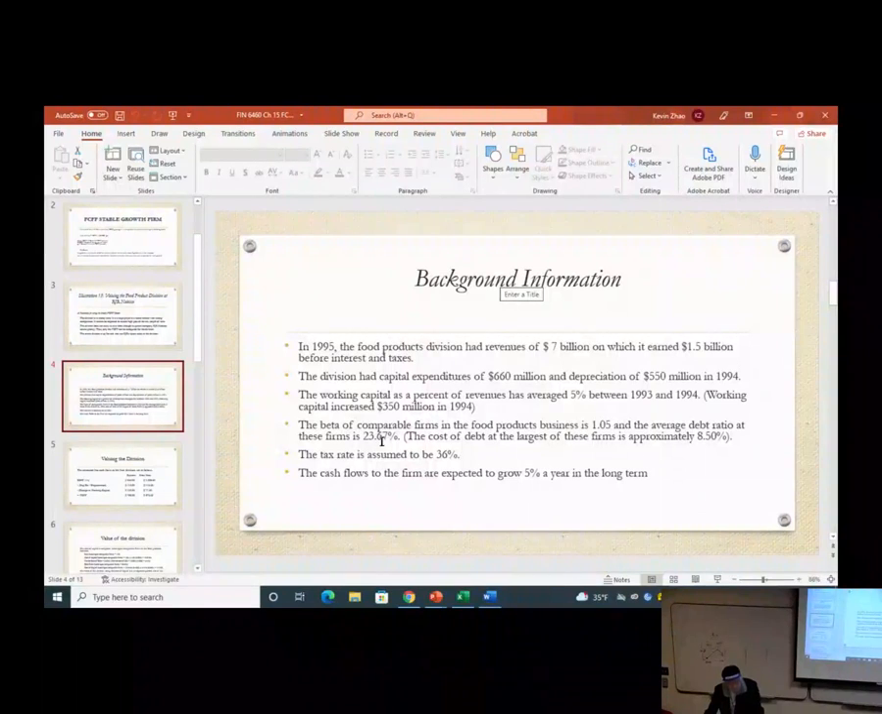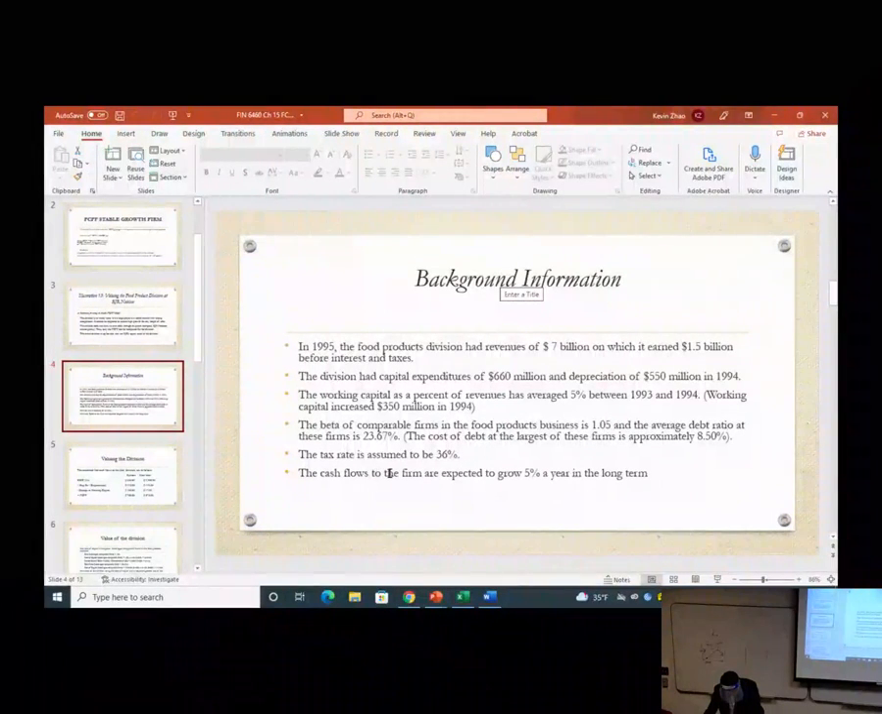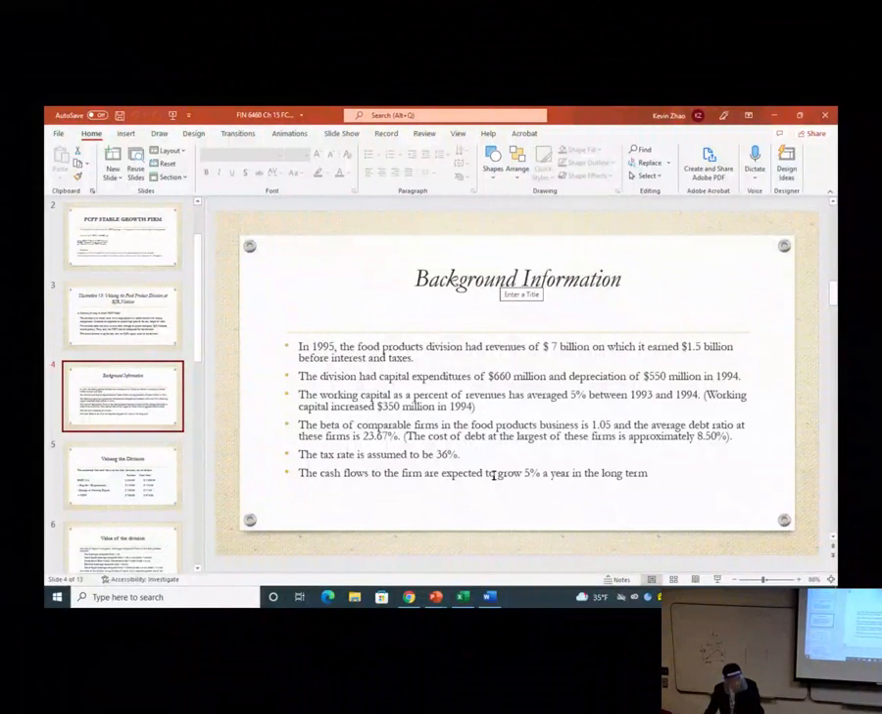So this is the raw beta. It's the leveraged comparable beta, right? And here is the other companies' debt ratio. And the cost of debt at the largest of these firms is probably 6.5%, and the tax rate is about 36%. Cash flow to the firm is expected to grow at 5% in the long term. Constant growth assumption. Yes, sir.